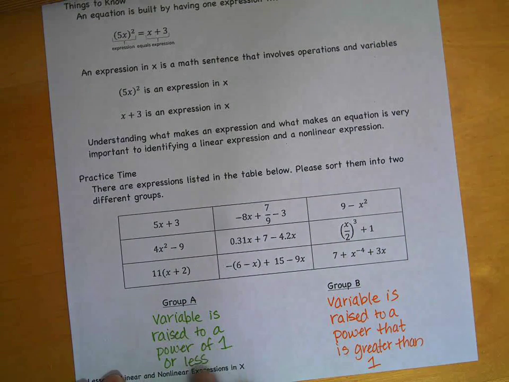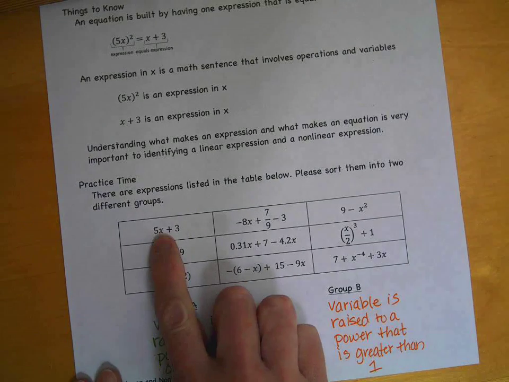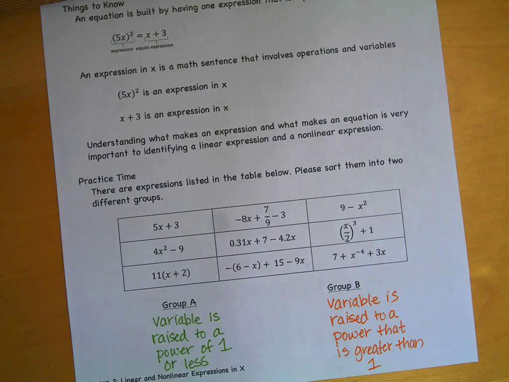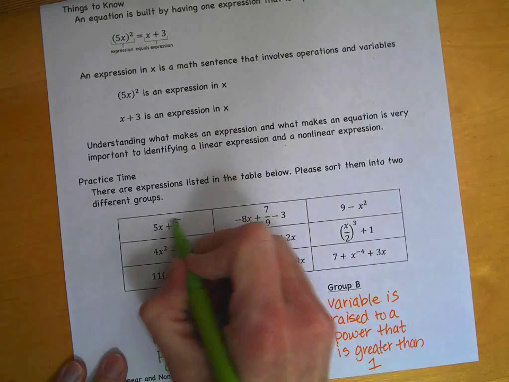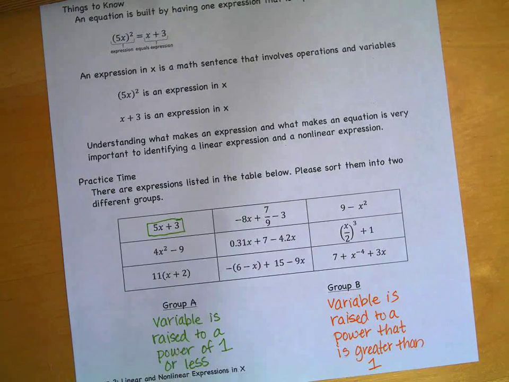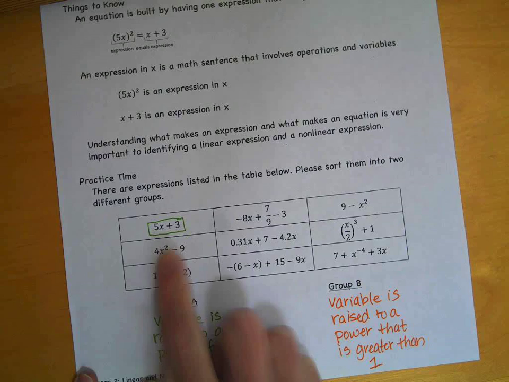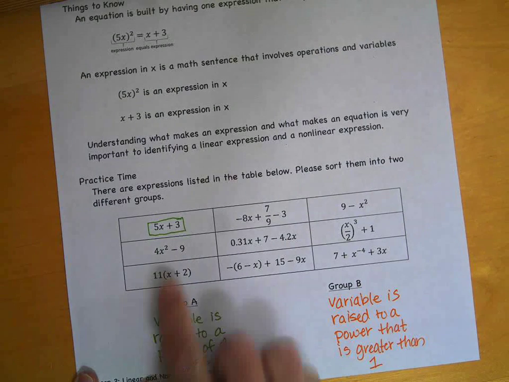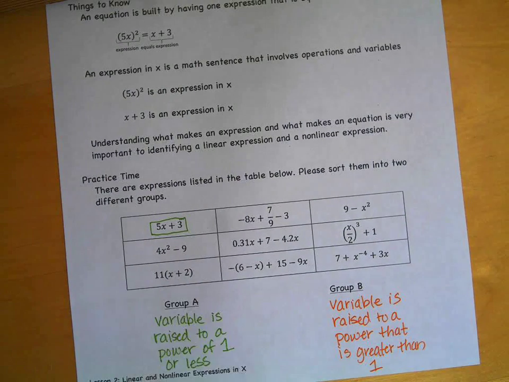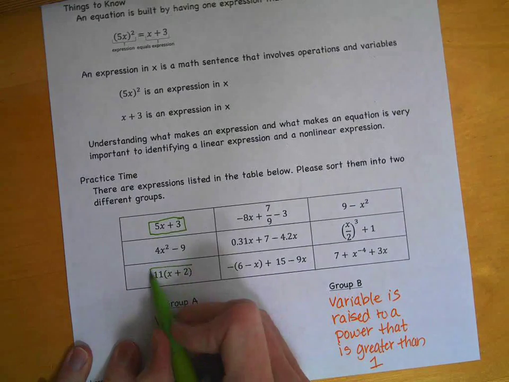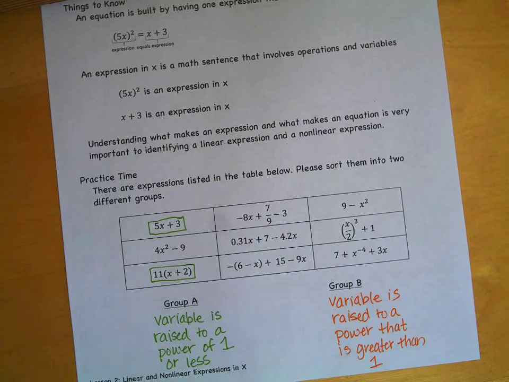So let's go back and let's say the variable is raised to a power of 1 or less. So if we're looking at this one, is the x being raised to the power of 1? The answer is yes. So I'm going to color it with the green color. This one, it says that the x is being raised to a power of 2, so that would not work for this one. This one, it says the x is being raised to a power of 1. Remember, when it doesn't list the exponent, then our automatic exponent is 1.